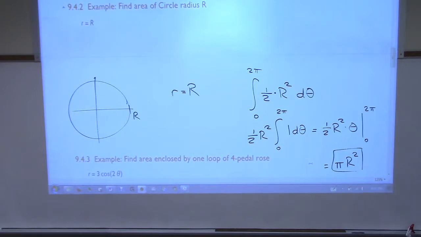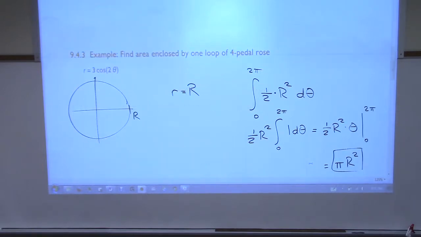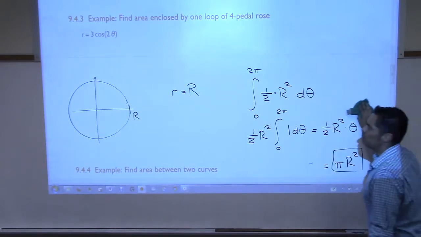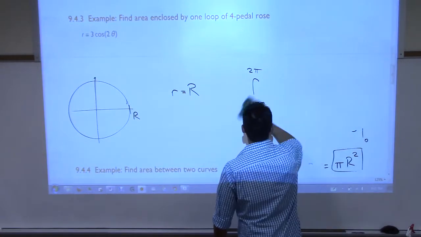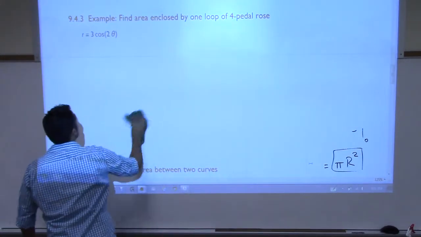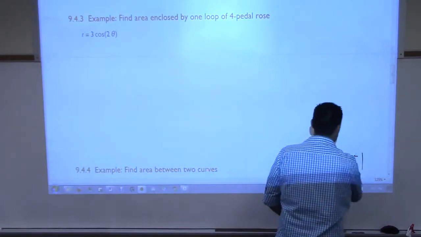What do you mean? Oh, I'm going to do another example. Here we go. Find the area enclosed by one loop of a 4-petal rose, r equals 3 cosine 2 theta. All right, so this is the 4-petal rose.